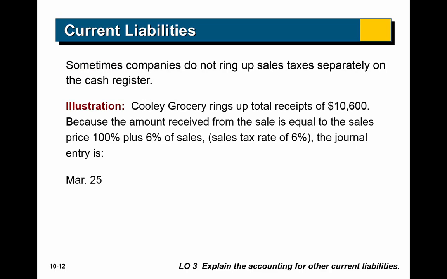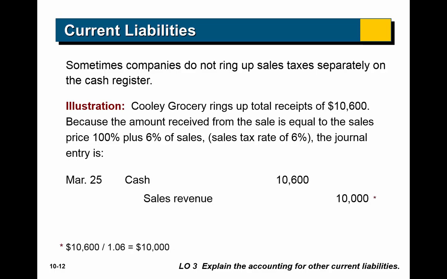Some cash registers don't do it separately, which is kind of a hassle. So instead, you say, okay, we had $10,600. We have to figure out how much of that is sales tax. The way you do that is you figure out a total cash increase of $10,600. Sales revenue is $10,000. You find that by taking the total amount you collected and dividing it by 1.06, which represents 100% plus 6% for the sales tax. And then our sales tax payable would be the other $600.